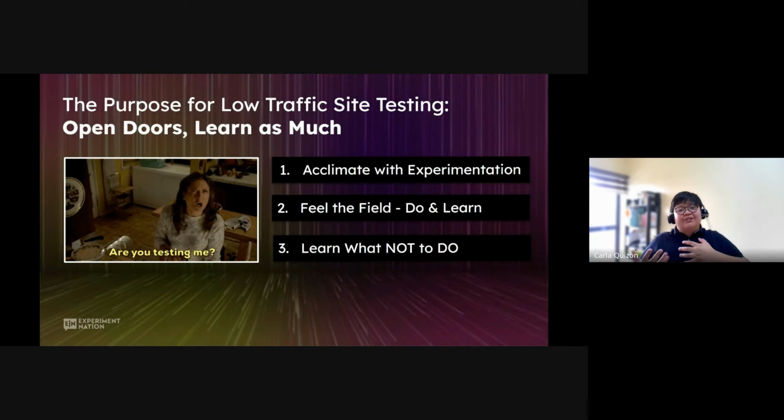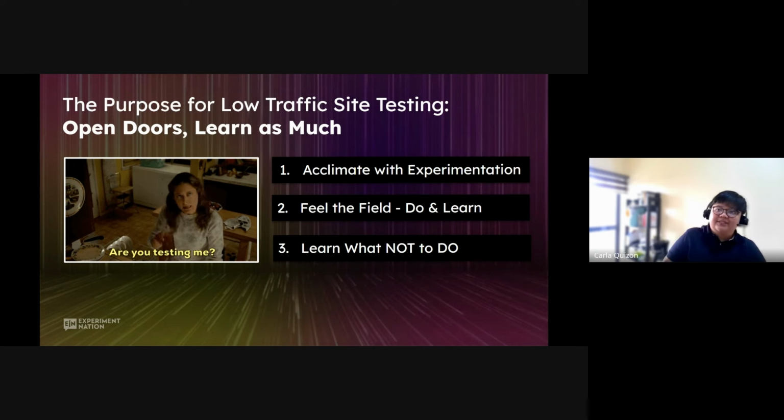To me, the purpose of low traffic testing, or when you're working with a starting business, is the need to shift to an open doors and learn as much mindset that will drive us to complete level 1 of the roadmap, testing familiarity and acceptance.